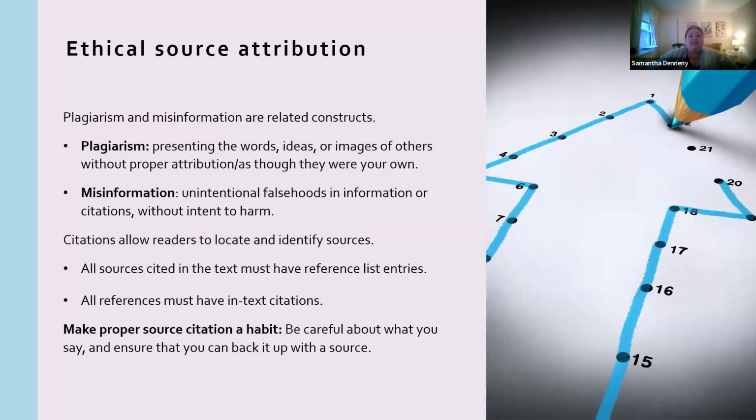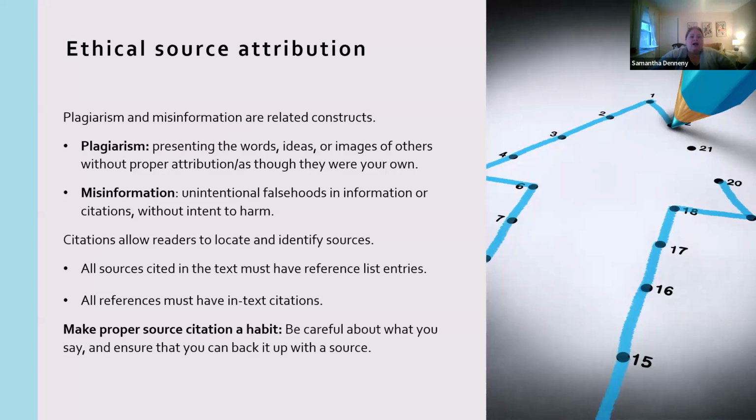When you do not properly cite a source, it can be considered plagiarism, presenting the words, ideas, or images of others without proper attribution as though they were your own. Also, plagiarism and misinformation are related constructs. So when you unintentionally provide falsehoods in information or citations without intent to harm, that is misinformation.